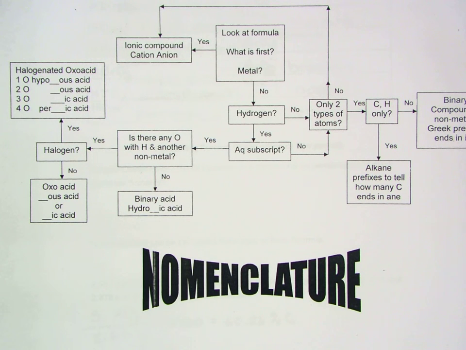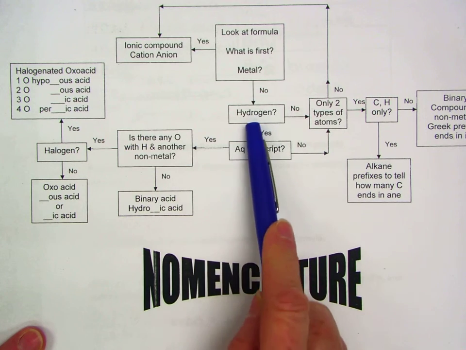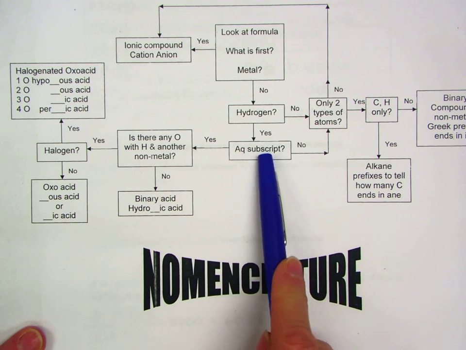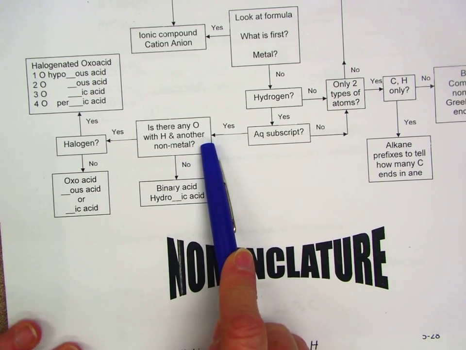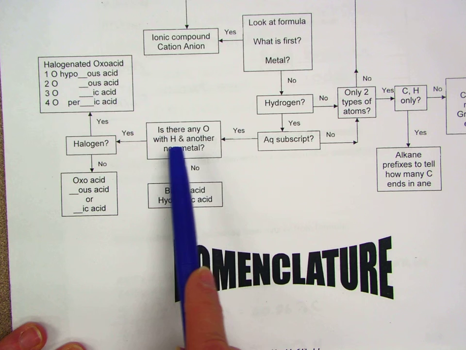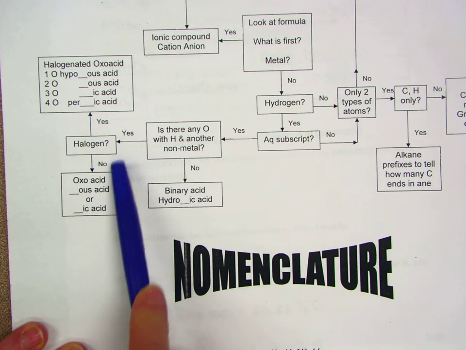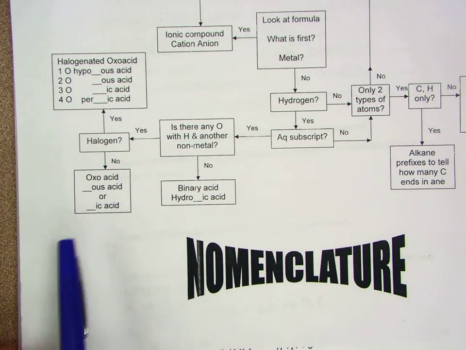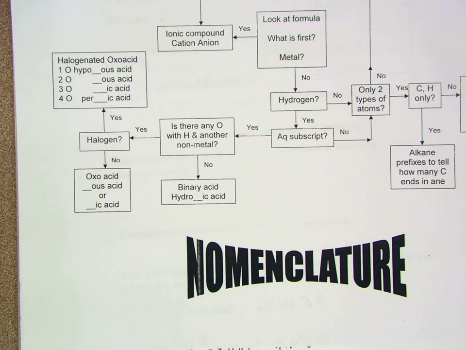What's written first? H. Is it a metal? No, hydrogen is not a metal. Is it hydrogen? Yes. Is there an (aq) subscript? Yes. Is there any oxygen in there with another nonmetal? Yes. Is there a halogen? Halogen's the fluorine family. Is phosphorus a halogen? No. Then it's an oxoacid. It's either something-ous acid or something-ic. So H3PO4, it's phosphoric acid.